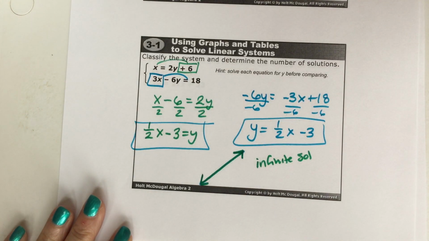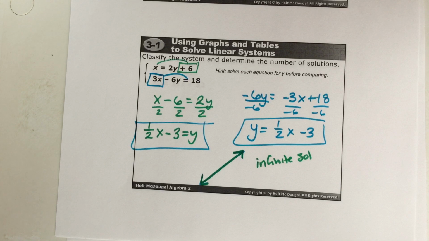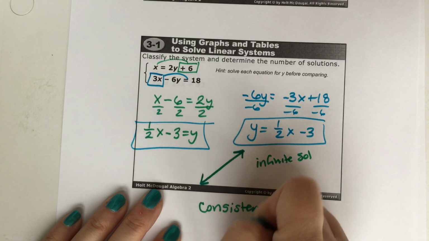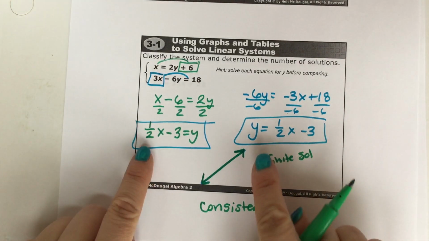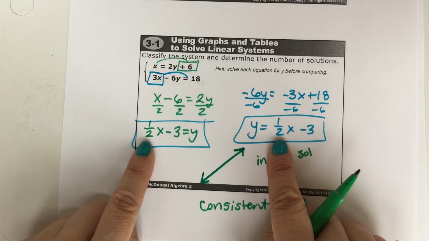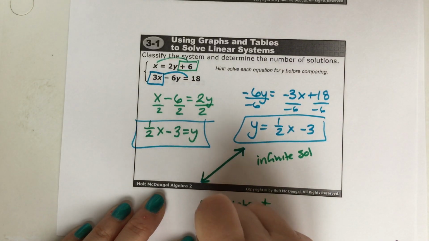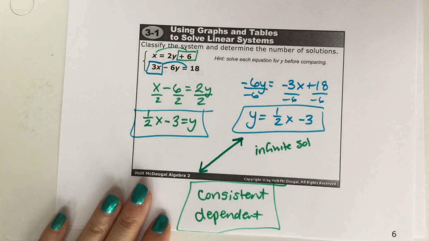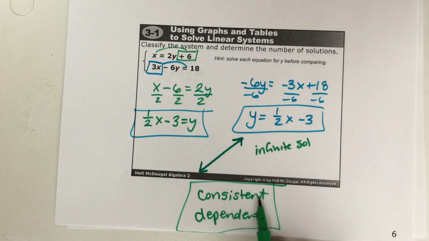So if you are classifying, you have to say, is it consistent or inconsistent? If it has a solution, it's consistent. This has an infinite amount, so this is a consistent system. Then you look at their slopes. If they are the same, they're dependent. If they are different, it's independent. Both of these two equations have a slope of 1/2. It's the same, so it's dependent. So this is your solution here. Consistent, dependent. You do have a solution to the system, and the slopes are the same.